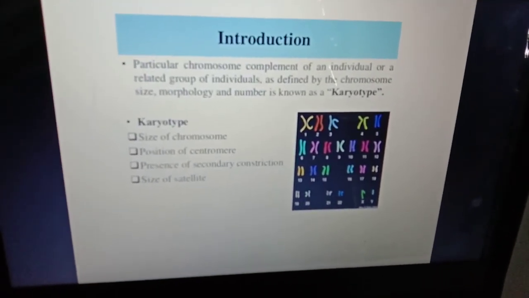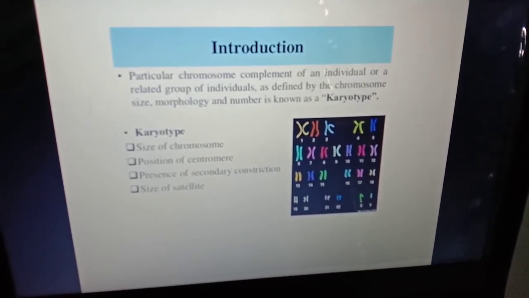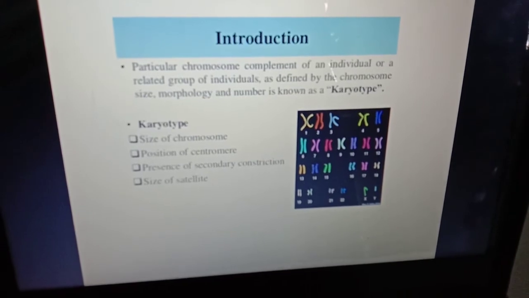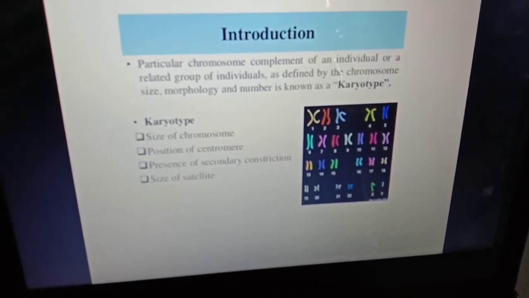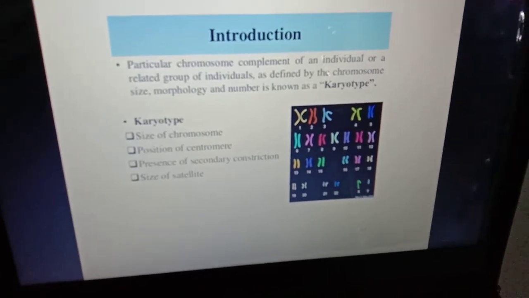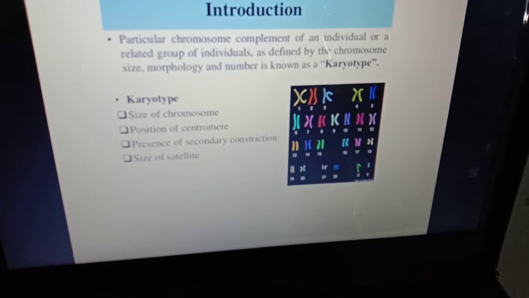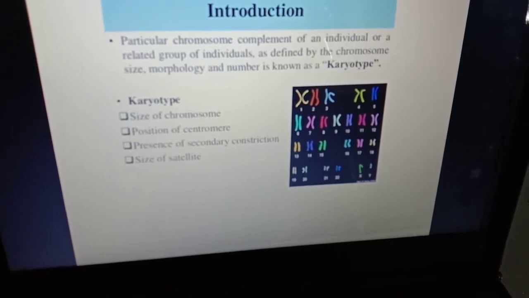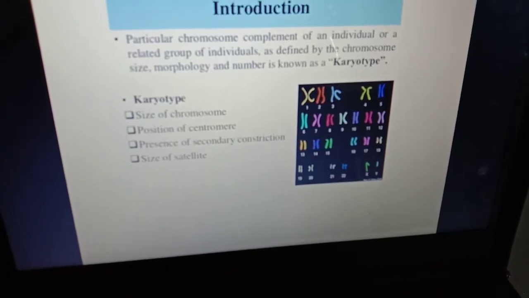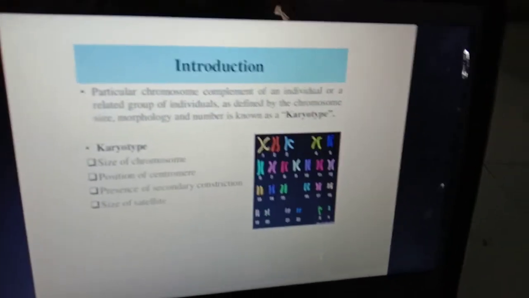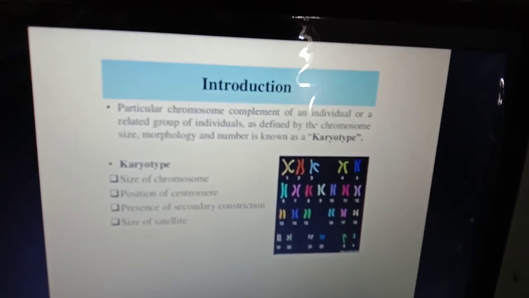The particular chromosome complement of an individual or a related group of individuals, as defined by the chromosome size, morphology, and number, is known as the karyotype. This is the definition of karyotype. The karyotype considers the following characters: the size of chromosome, position of centromere, presence of secondary constriction, and size of satellite. These four features are important during the karyotype process.